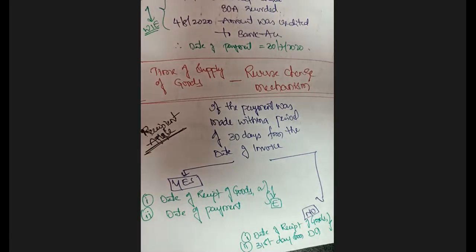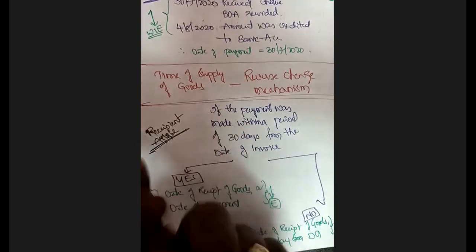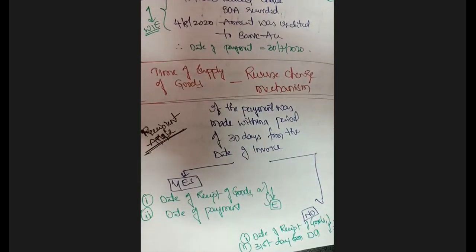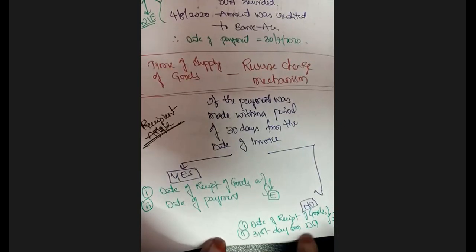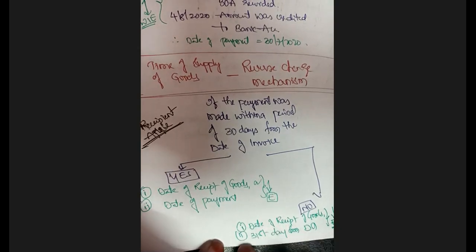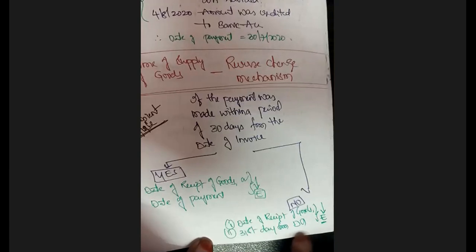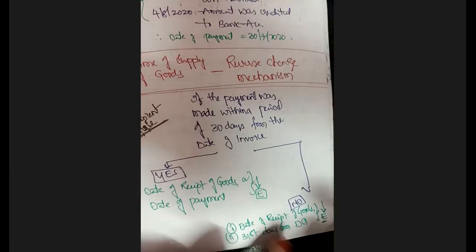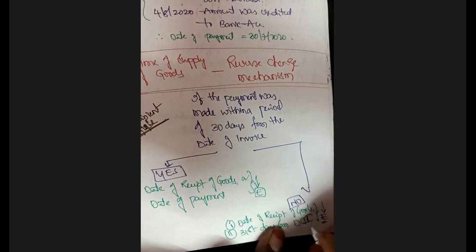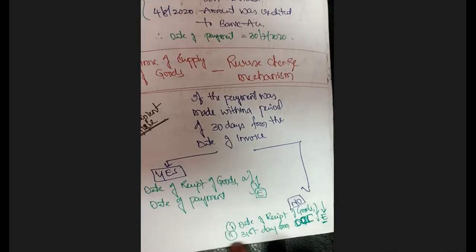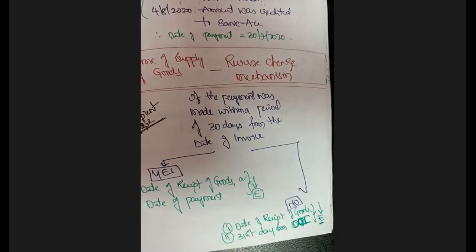Right. So we need to discuss from the recipient angle. In case the recipient has not made the payment within 30 days from the date of issuance of invoice, then the date of receipt of goods or the 31st day from the date of issuance of invoice, whichever is earlier. Are you following, ma'am? Right?